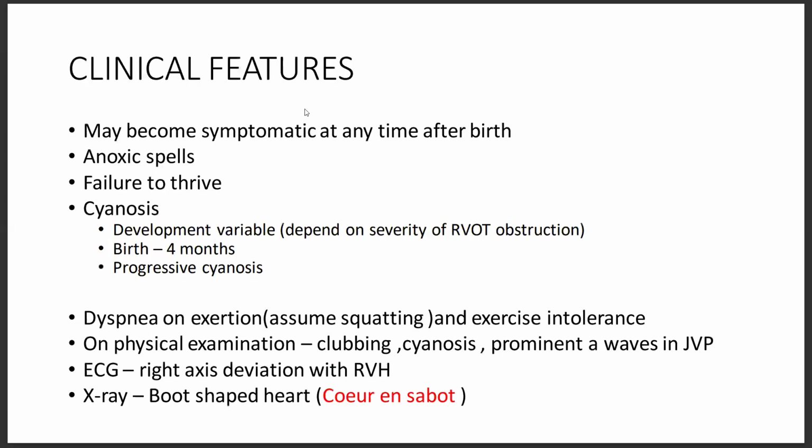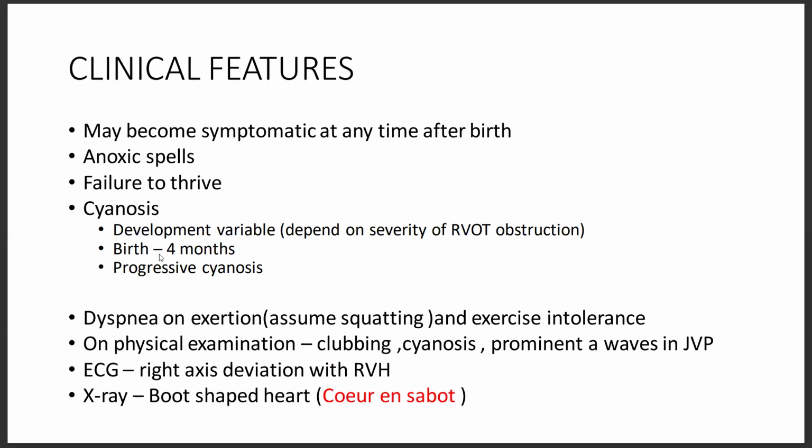Then the clinical features: the child may become symptomatic at any time after birth. There will be anoxic spells or cyanotic spells, failure to thrive in the children, and cyanosis is developed. There will be progressive cyanosis. Development is variable, depending upon the severity of the pulmonary stenosis or right ventricular obstruction. It usually occurs from birth to 4 months of age.